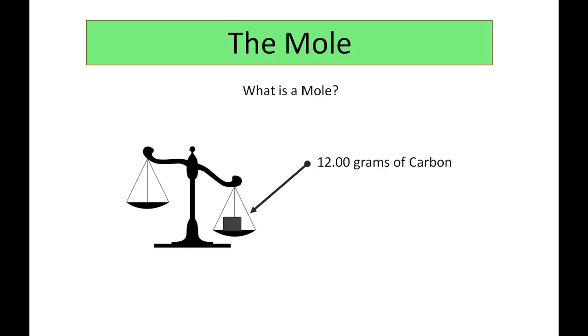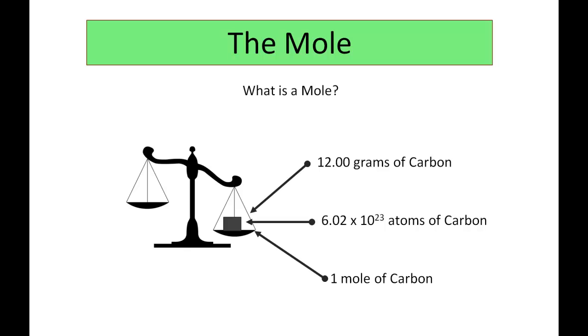So let's take 12 grams of carbon. Remember, that is the atomic mass of carbon. If I take 12 grams of carbon and I count the number of atoms in that 12 grams, I get Avogadro's number, 6.02 times 10 to the 23rd atoms of carbon. That's what we call 1 mole of carbon. So imagine if I took this carbon and I doubled it. It would weigh 24 grams. It would contain twice as many atoms of carbon and would now be considered 2 moles of carbon.